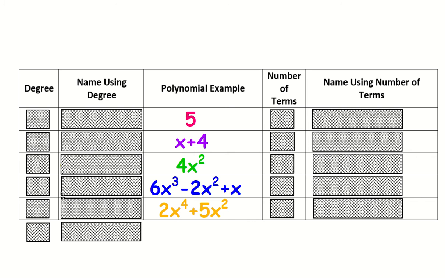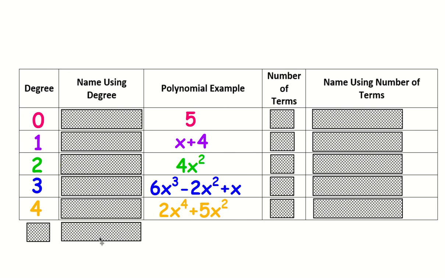Looking at all these, the degree of this would be 0, because this is like x to the 0 technically. And the invisible power is 1. The degree of this entire polynomial is 2. The degree of this whole polynomial is 3. You just go with the highest one. And therefore, this one's 4.